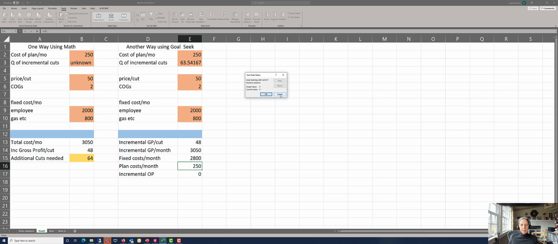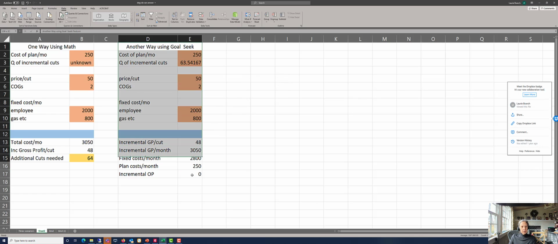You see how that works? So it automatically calculated that 63.54 incremental cuts were needed. Notice that's exactly the same number that we had over here before we did the rounding. So we can do OK. Let's go ahead and copy that over because we have a couple other scenarios that we want to look at.